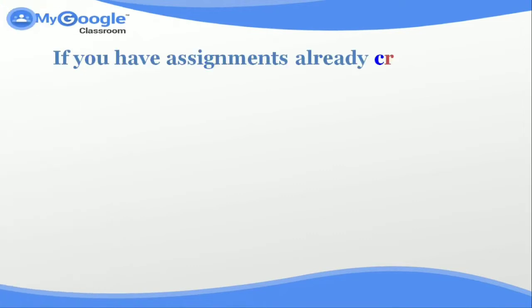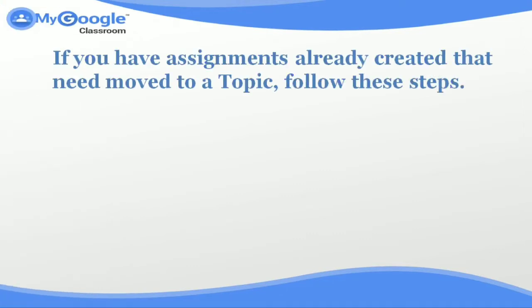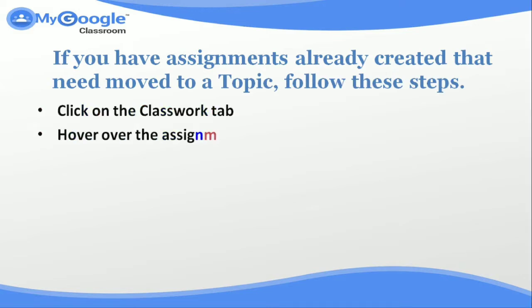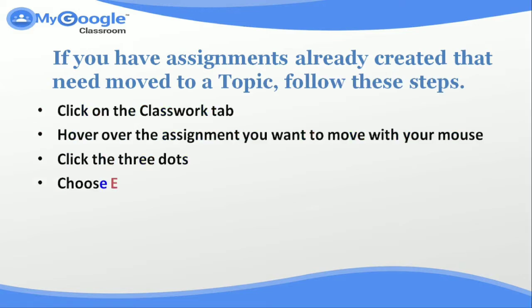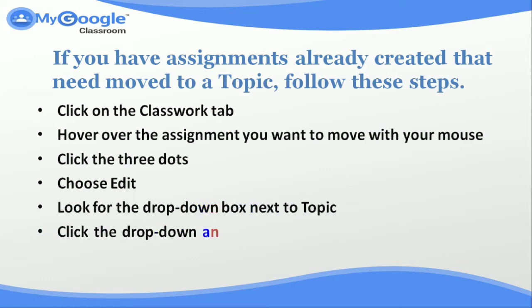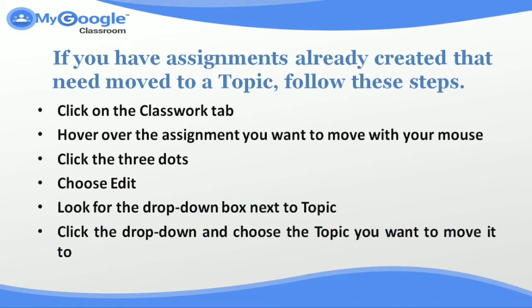If you have assignments already created that need to be moved to a topic, follow these steps. Click on the Classroom tab. Hover over the assignment you want to move with your mouse. Click the three dots. Choose Edit. Look for the drop-down box next to Topic. Click the drop-down and choose the topic you want to move it to.